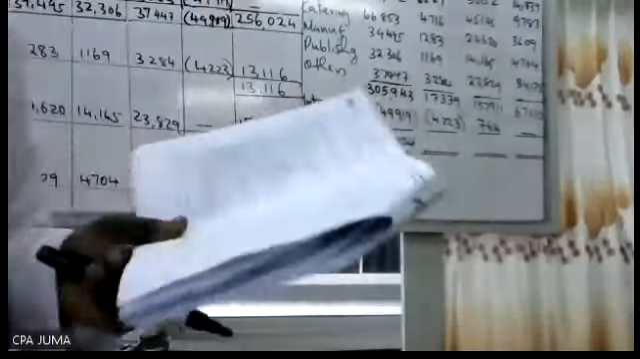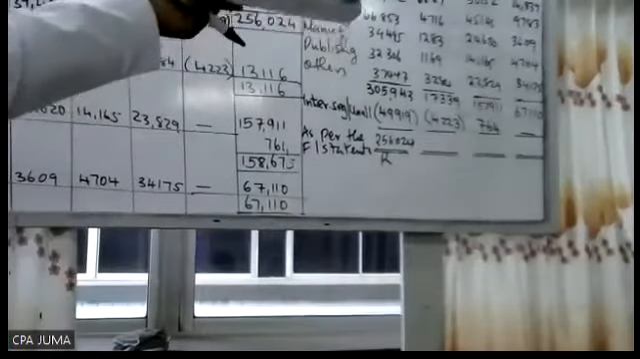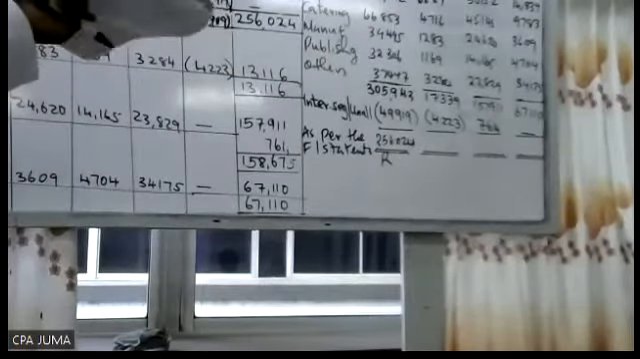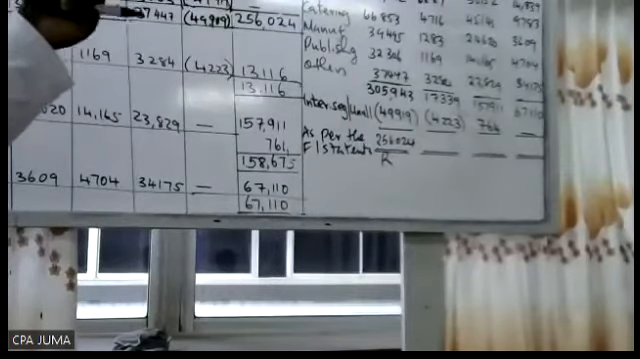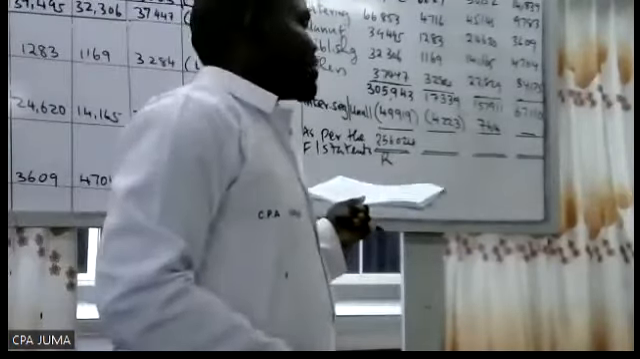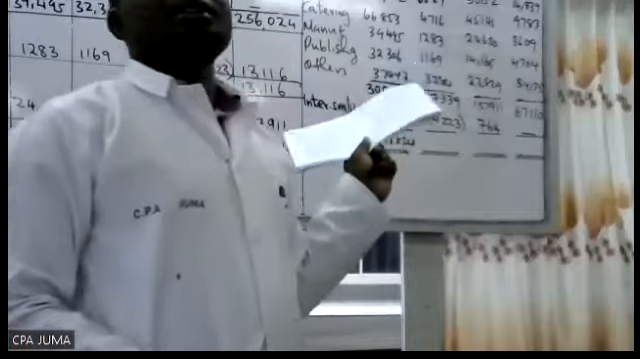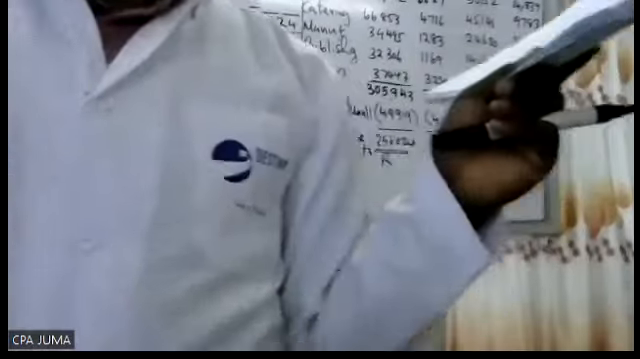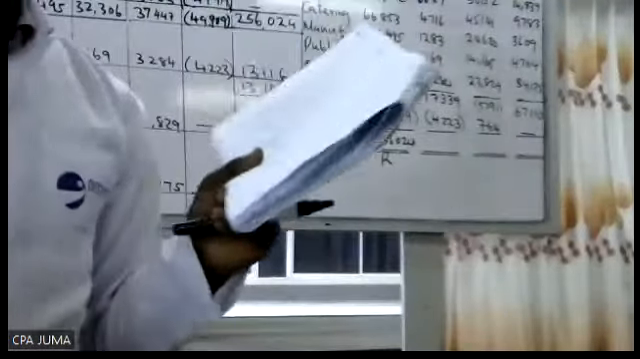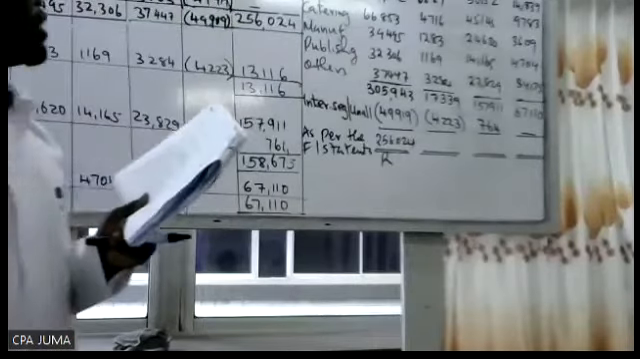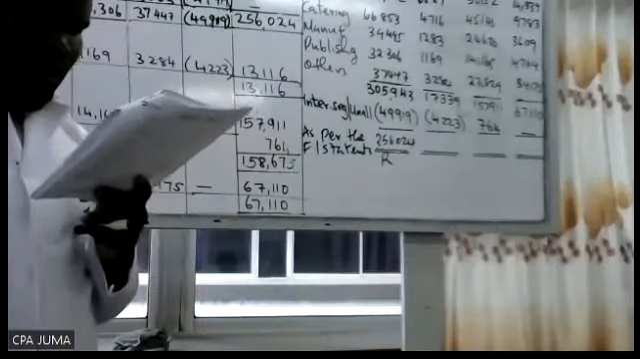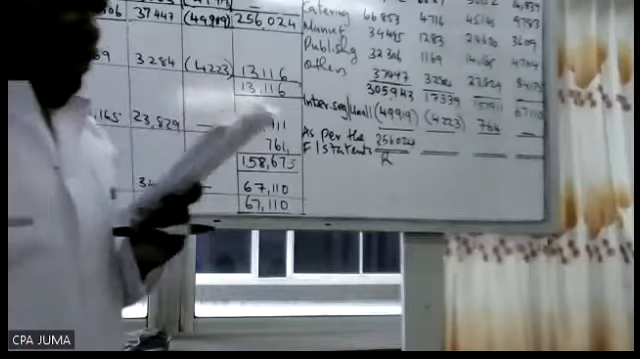The rest of time. P&L, when we took this minus this, we got 13,116. The profit should be after all the expenses. We should be at profit before tax. So check in the P&L, their P&L. Is their profit before tax 13,116? Yes.